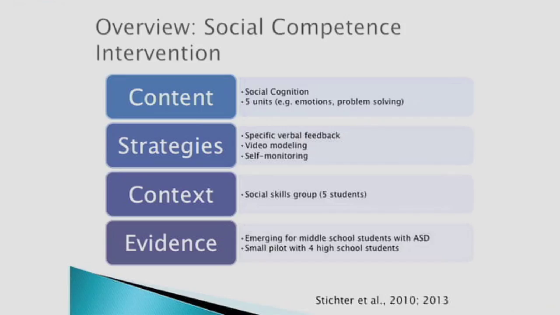But what we did see is the kids who participated in this social competence intervention, this directed social skills group, social skills class, as well as the peer interventions, those kids tended to make more progress and more quickly on the self-identified goals that they had. So I could see some connection with the two interventions working together. This intervention is really focused on social cognition, so directed social skills training. It has 5 units which are scaffolded, embedded within each other.